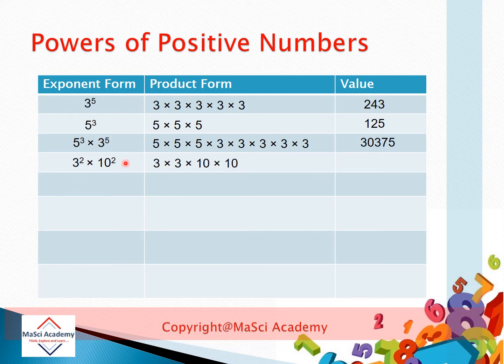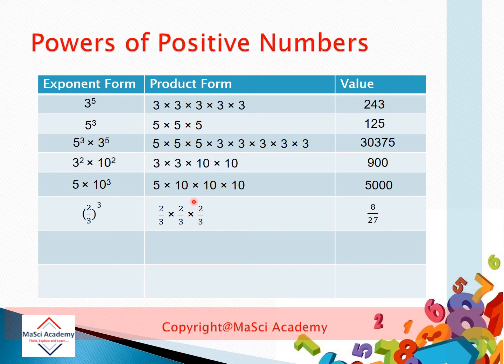3 square multiplied by 10 square becomes 3 into 3 into 10 into 10 in the product form, and the value is 900. 5 into 10 to the power 3 becomes 5 into 10 into 10 into 10, which comes out to be 5000. If we have fractions, 2 upon 3 whole cube, then this becomes 2 by 3 multiplied by 2 by 3 multiplied by 2 by 3. So the power means that the number itself is multiplied the number of times equal to the power of the number. So in this case, the answer will be 8 upon 27.